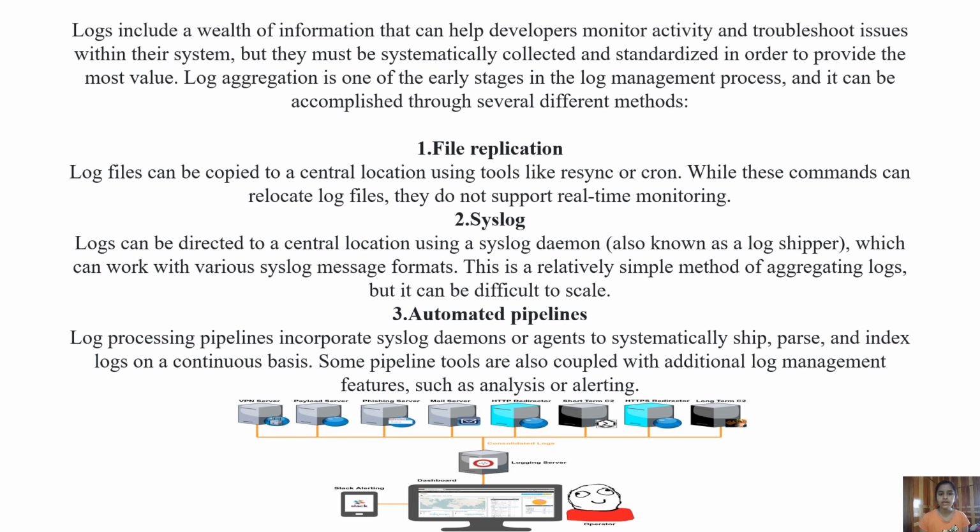The second one is syslog. Logs can be directed to a central location using a syslog daemon, also known as a log shipper, which can work with various syslog message formats. This is a relatively simple method of aggregating logs, but it can also be difficult to scale. The third is automated pipelines. Log processing pipelines incorporate syslog daemons or agents to systematically ship, parse, and index logs on a continuous basis. Some pipeline tools are also coupled with additional log management features such as analysis or alerting.